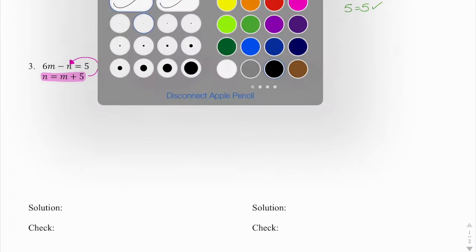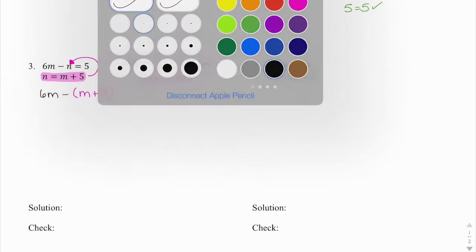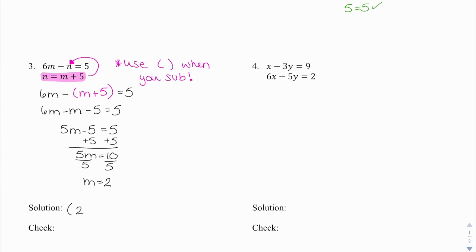So everything stays the same except for the n. Instead of the n, I know that it's equal to m plus 5. And you guys know how to solve this. I need to distribute that negative, combine like terms, add the constant, and divide by the coefficient. So m equals 2. I have half of my solution.